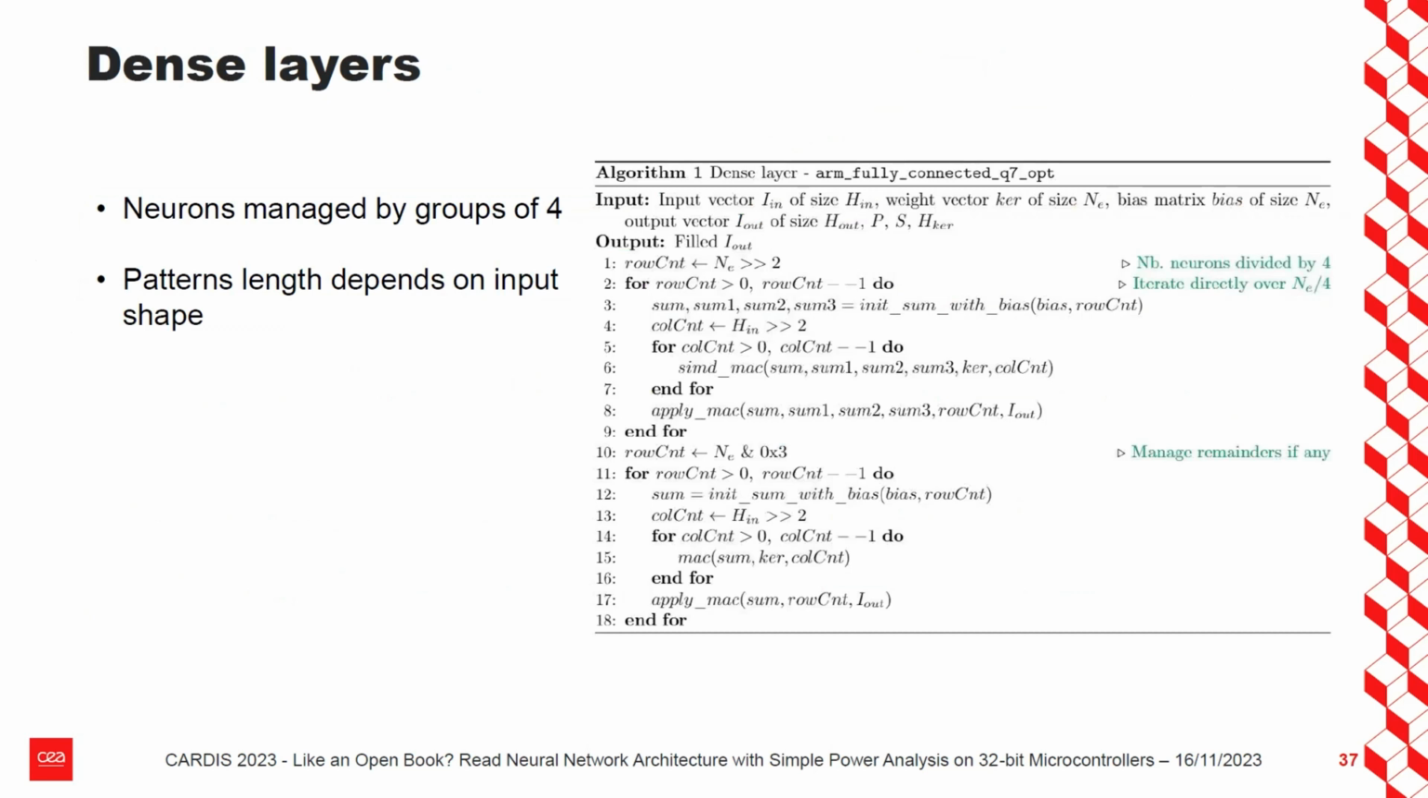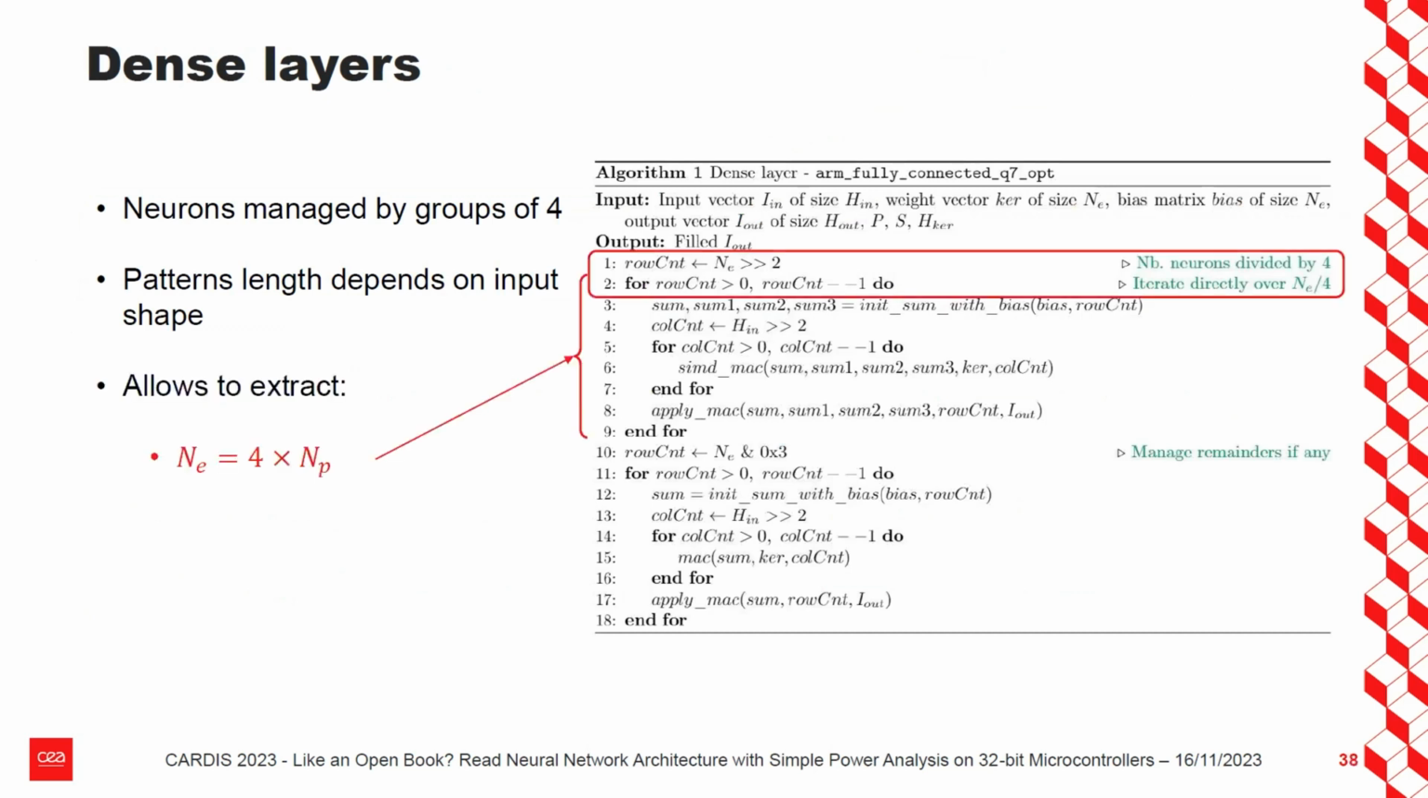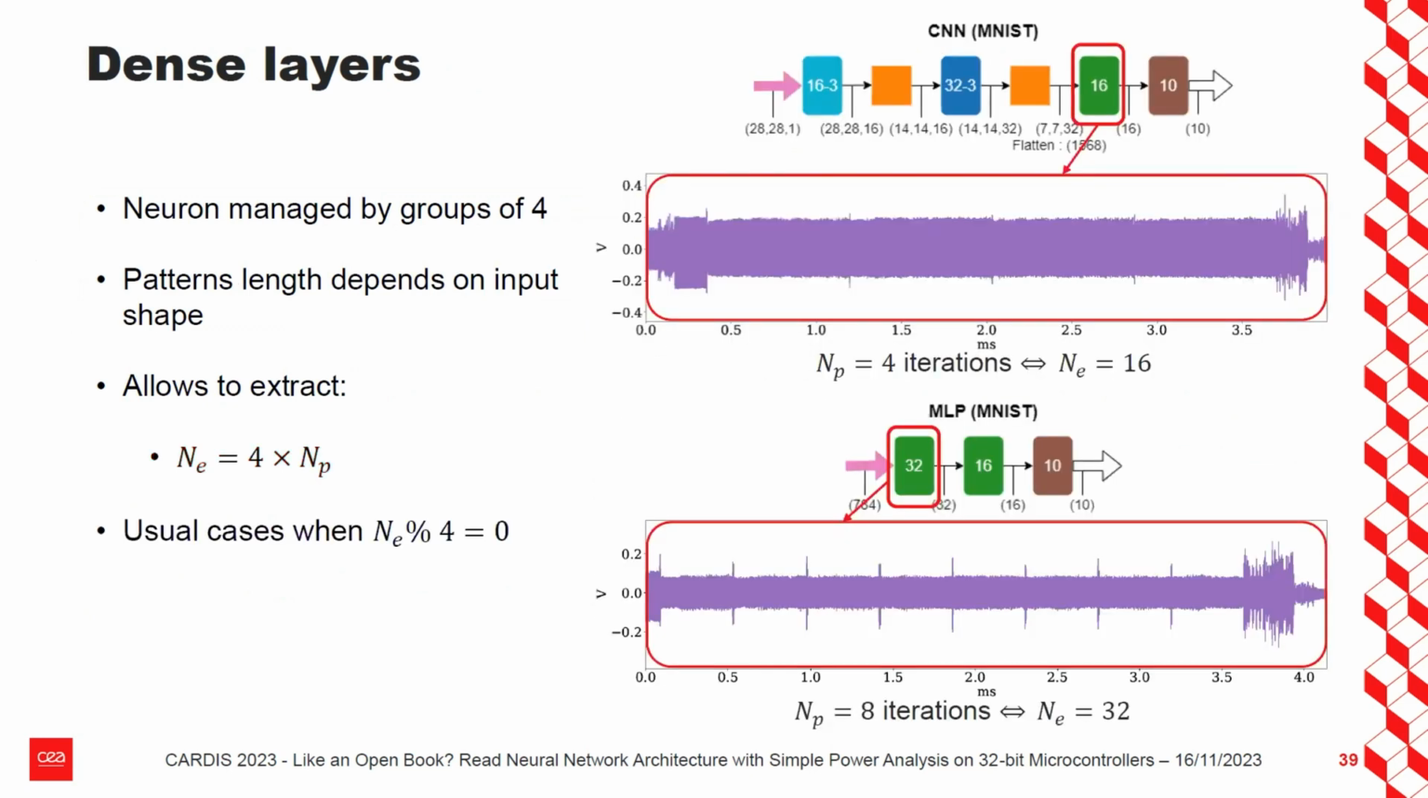Next is the dense layer. So here, as before, what is important to see is that there is a for loop iterating over a value based on the number of neurons of the layer, which are managed in groups of 4, meaning that, as before, by counting the number of iterations, an attacker is able to recover the number of neurons of a dense layer. However, those cases correspond to the case where there are no remainders to be managed, as neurons are grouped in groups of 4.